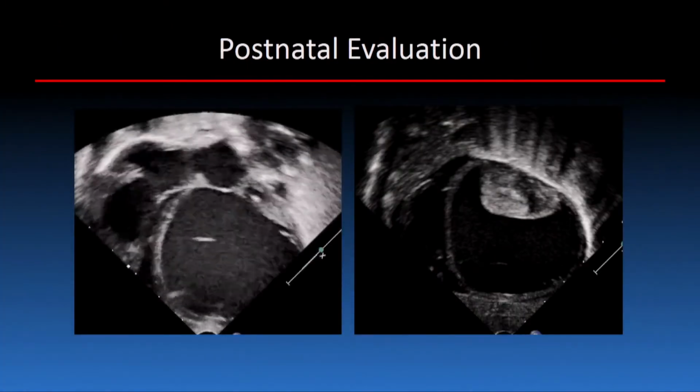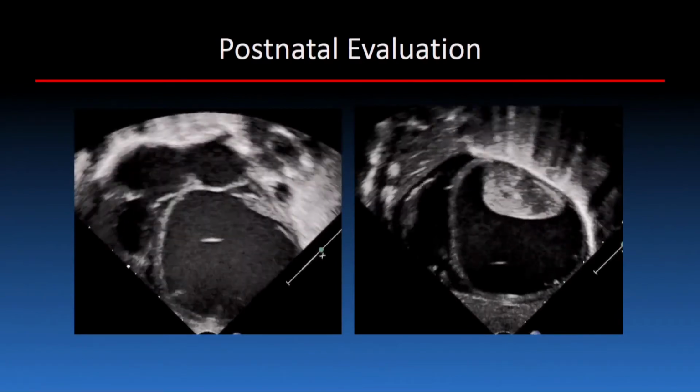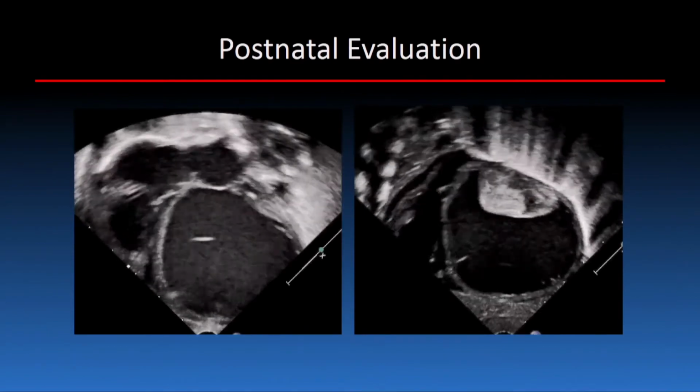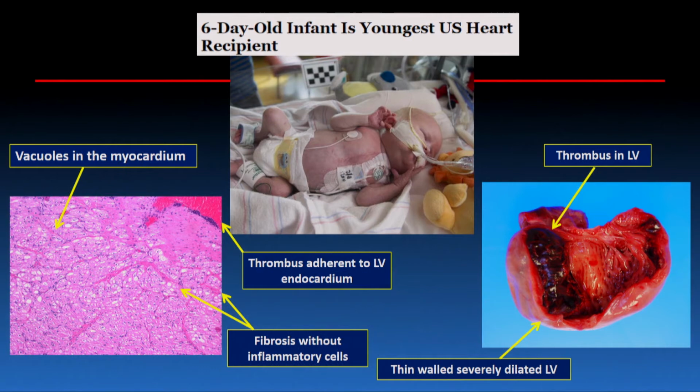And here's our postnatal evaluation again, showing that boggy LV with that mural thrombus as well. And so this patient actually has a pretty happy story: at 6 days of age, became the youngest U.S. heart transplant recipient. And here's the explanted heart on the right of the screen, with that mural thrombus along the thin-walled LV, which was quite dilated. And here on histology, there are vacuoles in the myocardium with fibrosis without any inflammation, and the thrombus being adherent to the endocardium.